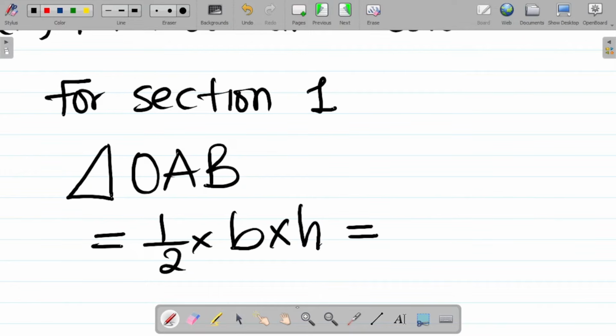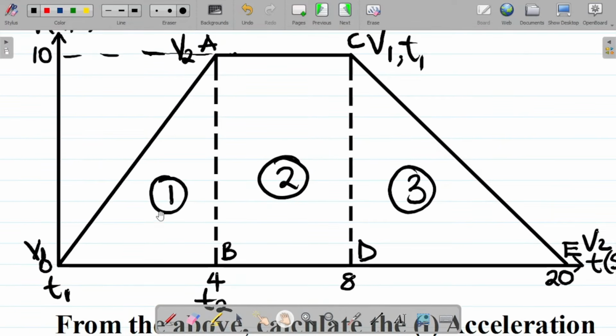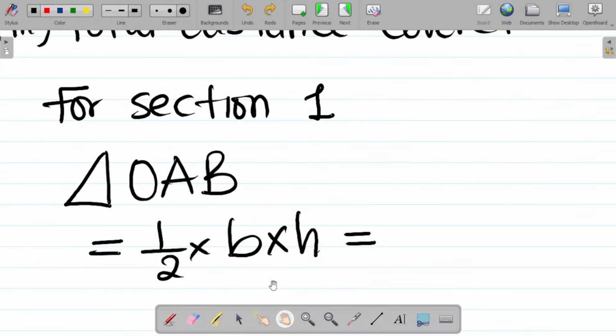So for this OAB, what's the base? The base for OAB, which is section 1 here, starts from this point, which is 0, and ends at this point, which is 4. So we can see that the base is from 0 to 4. That means the base is about 4 in value. So I have half times the base, which is 4, times the height.